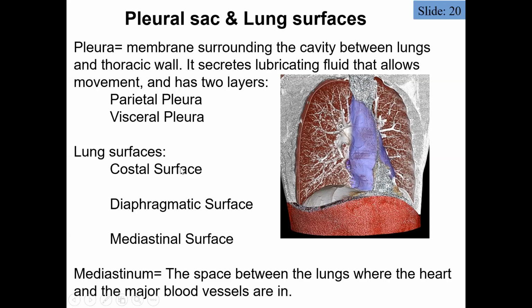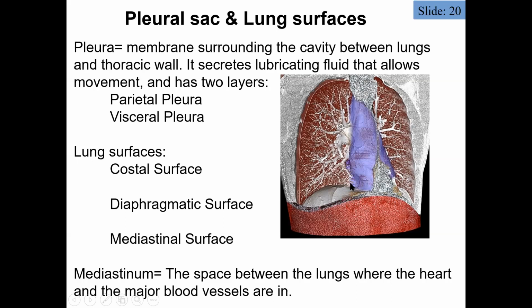We've also got the lung surfaces themselves. So there's the costal surface of the lung, which is the anterior surface of the lung that comes in contact with the ribs, the costal cartilage and the ribs. So the outer aspects of the lungs are called the costal surface. The diaphragmatic surface of each of the lungs are the surface that rests on the diaphragm. So we can think about them as the inferior surfaces.